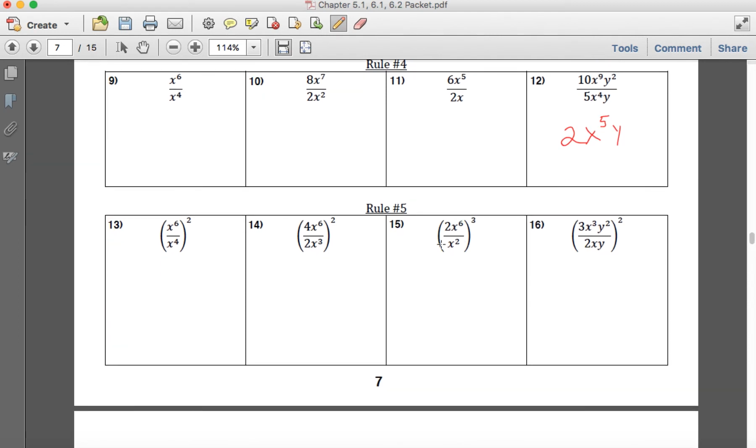All right, number 15. Let's take care of what's inside first. That would be 2x to the 4th power cubed. Now we're going to take this 2 cubed, x to the 4th cubed. So that's going to be 8 x to the 12th power.